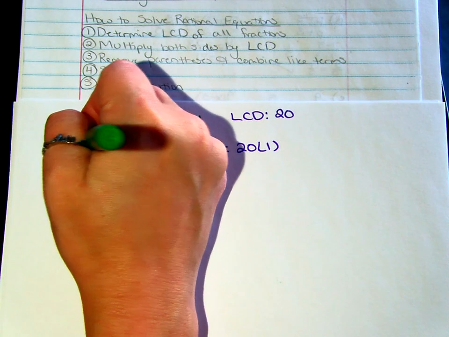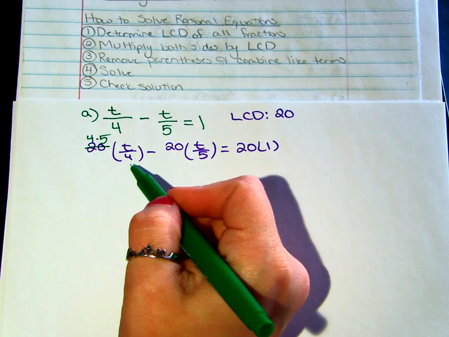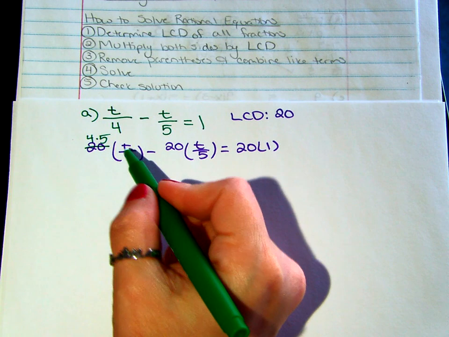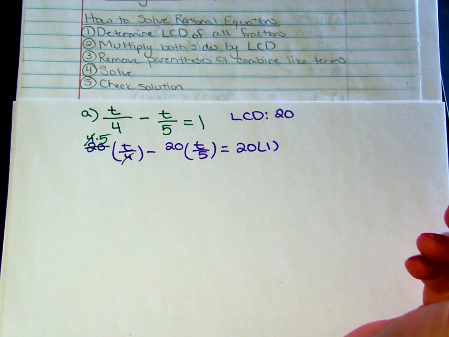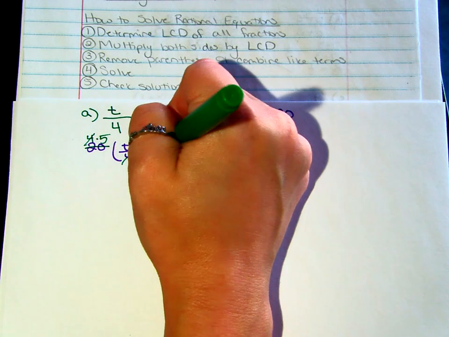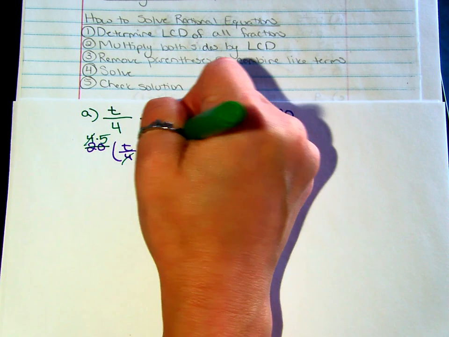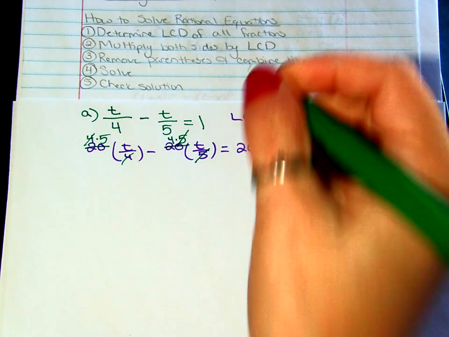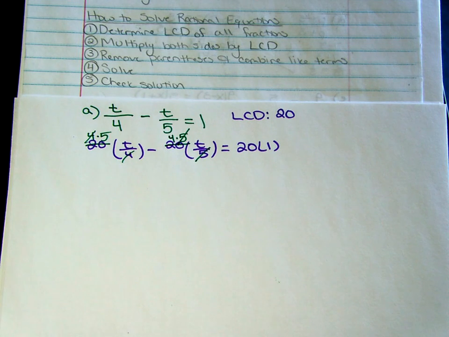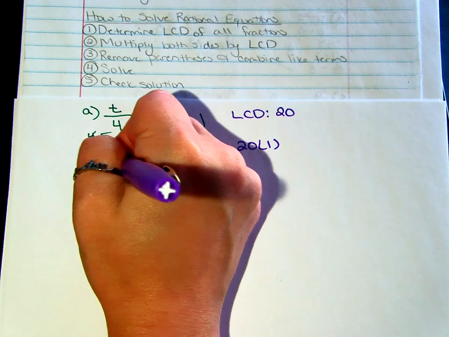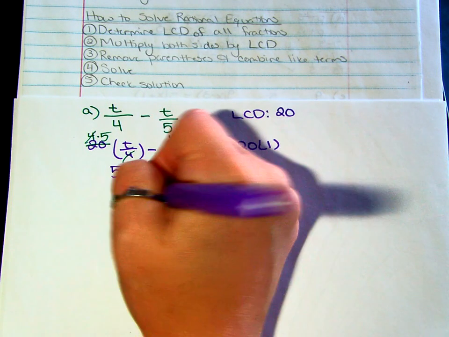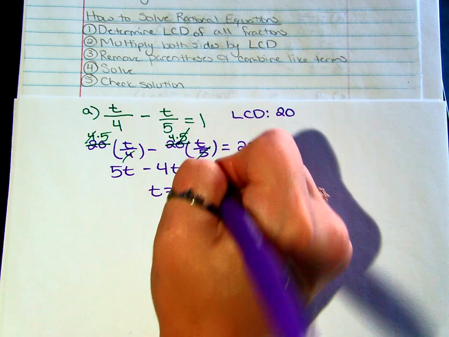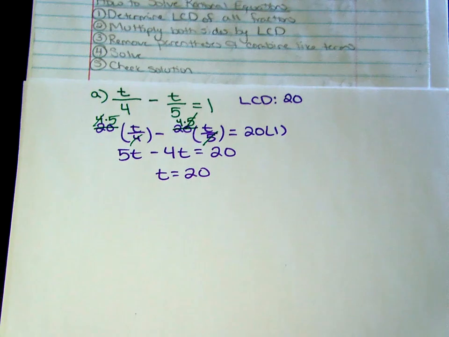20 is the same thing as 4 times 5. So notice here, when I do this multiplication, I have a 4 on top and a 4 on bottom. I'm simply simplifying on the front end. 20, as I just said, is 4 times 5, so I have the 5s cancel on that one, which means I'm going to have 5t minus 4t equals 20. So t equals 20.